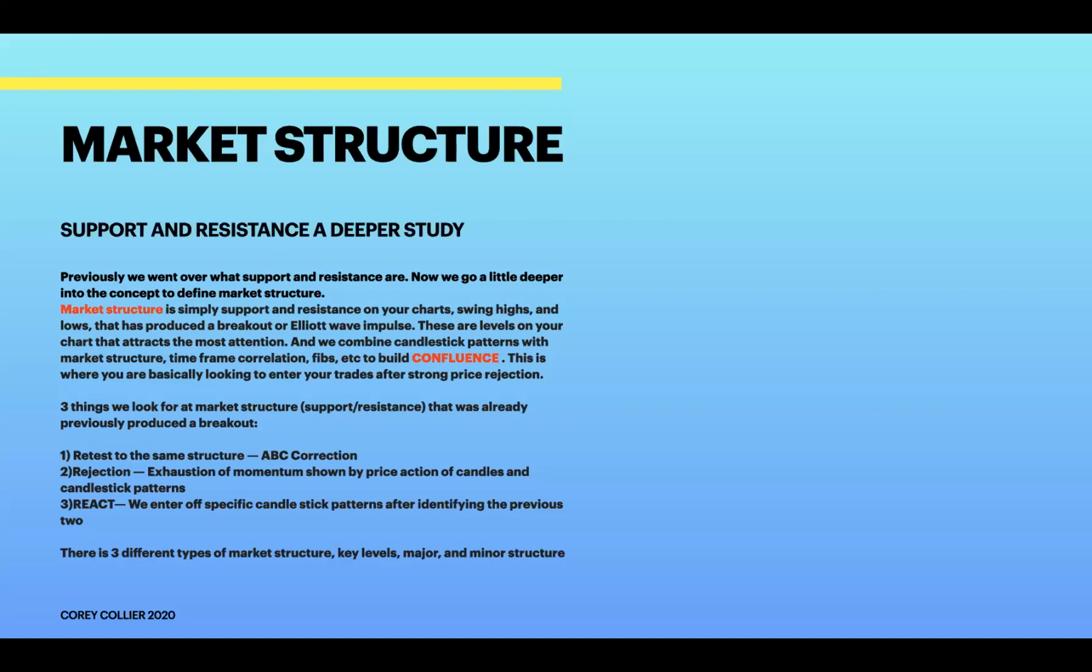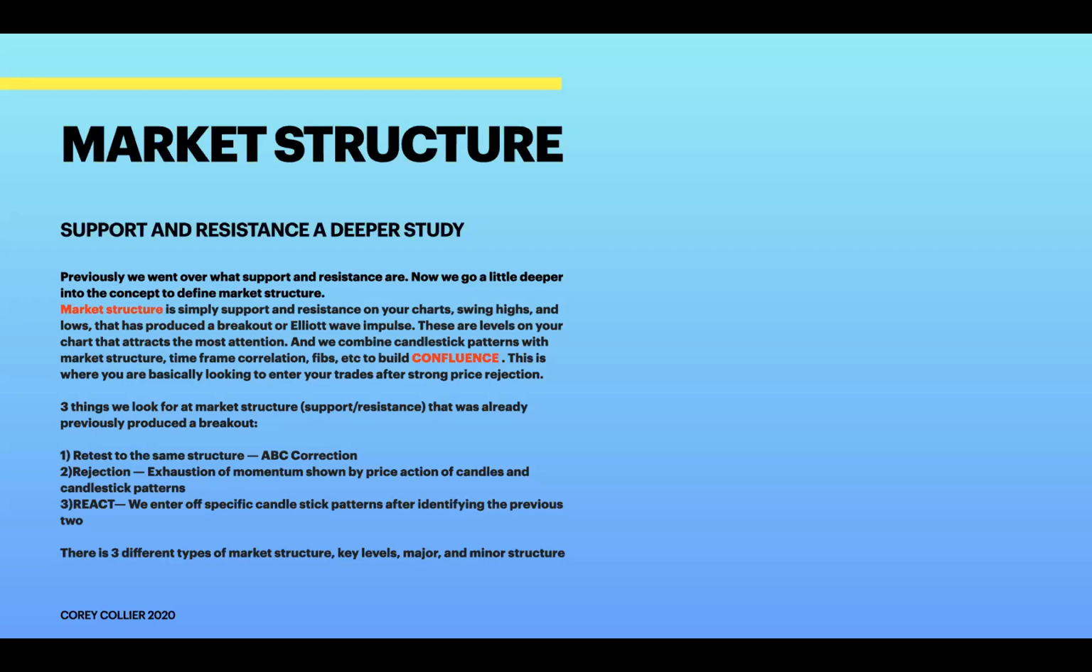All right, while at that structure, and since we're recognizing this as an ABC correction, we're looking for rejection. And the rejection we're looking at is actually the price action of the candles. Rejection is the exhaustion of momentum. So for instance, if we're looking to buy at the second half of the W, we want to see those bearish red candles produce wicks to the bottom and begin making a higher low.